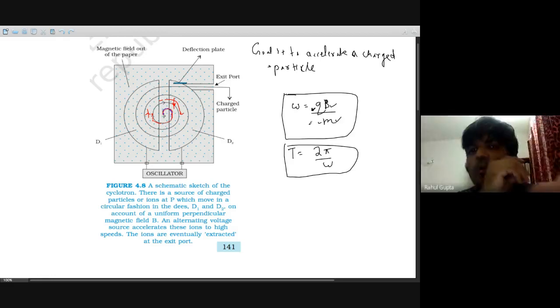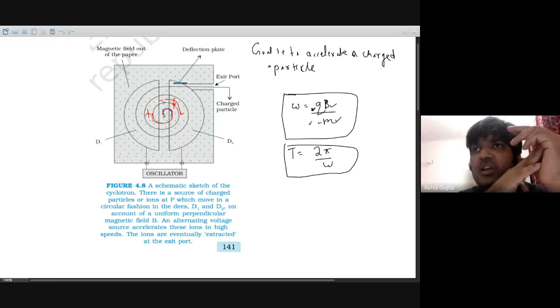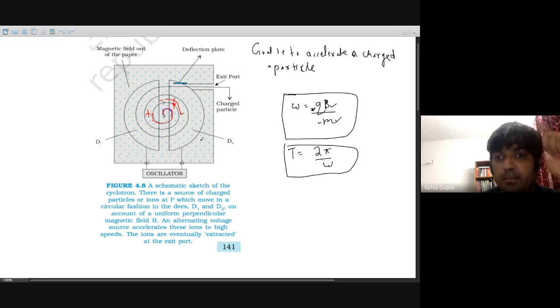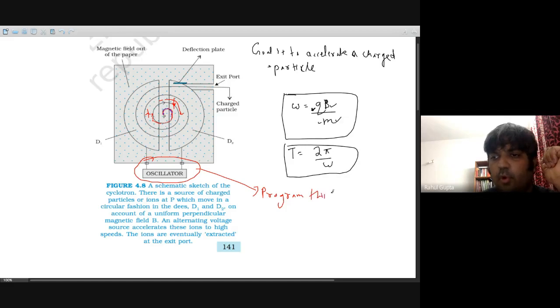So because the time taken to cover half a rotation remains unchanged, irrespective of how big a circle it is moving in, what you can do is program this oscillator. You know from these calculations the time taken to complete half a circle. T equal to 2 pi by omega is the time taken to complete the full circle, T equal to pi by omega is the time taken to complete half a circle. You know the time it takes to complete half a circle.